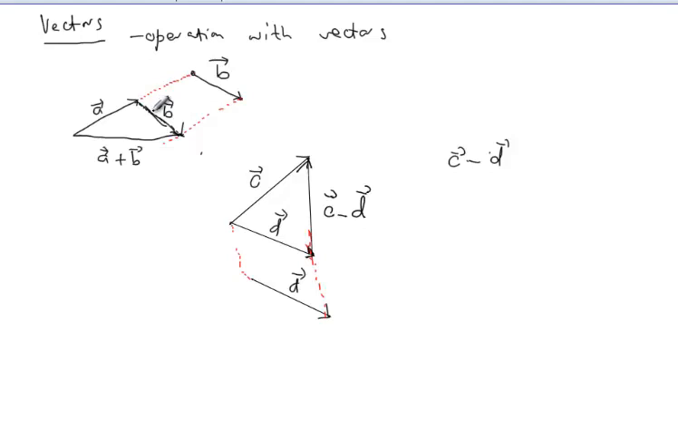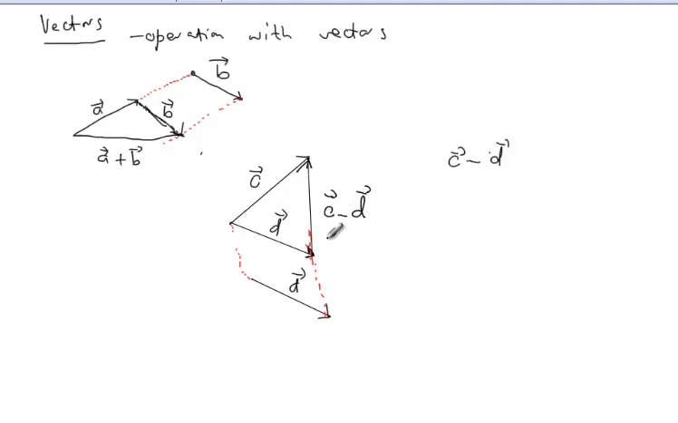This is addition. When I'm saying A plus B, I take the tail of B to the head of A. Then the resulting vector starts from the tail of A to the head of B. This is subtraction. It's something else. Now the tails share a common starting point.